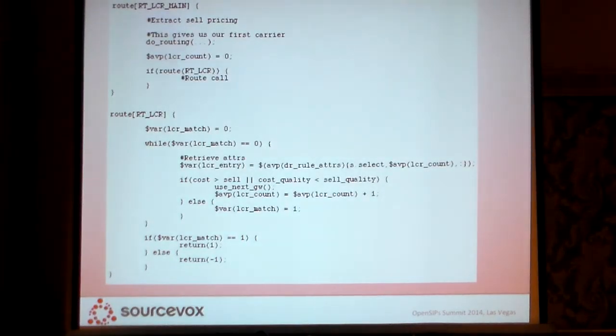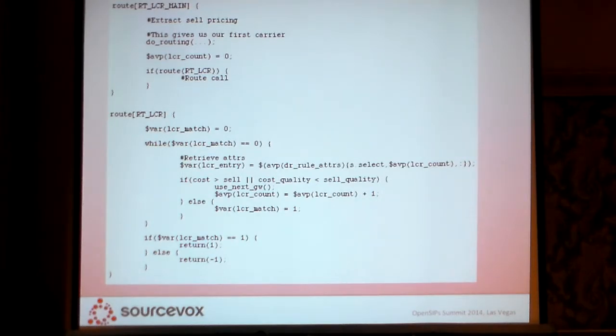And this is what the code could look like in a very simplified format. At the very top, you've got your extraction and sell pricing, which is the code from a few slides ago that I showed. Then we call DROUTING, which gives us our first carrier. And what happens when you call DROUTING is OpenSIPS gets that list of carriers from the table, and it holds that list in an AVP, which is a type of variable in OpenSIPS. Essentially that variable is an array, so if there's 3 carriers, there'll be a 0th element, a first element, and a second element. And it loads the information from the 0th element into its routing system. So it'll set the destination URI, it'll set the request URI.